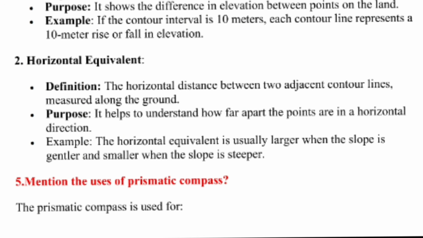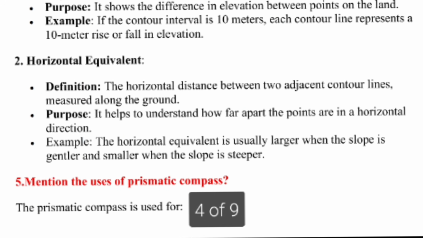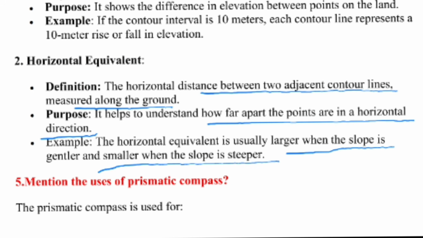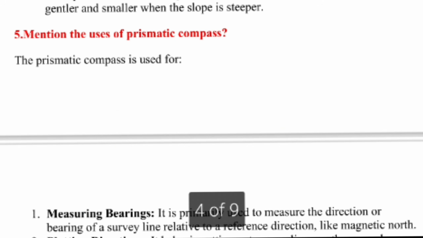Horizontal equivalent is the horizontal distance between two contour lines along the ground. So you can understand how far apart they are in the horizontal direction. A large horizontal equivalent means a gentle slope, and a small one means a steep slope.